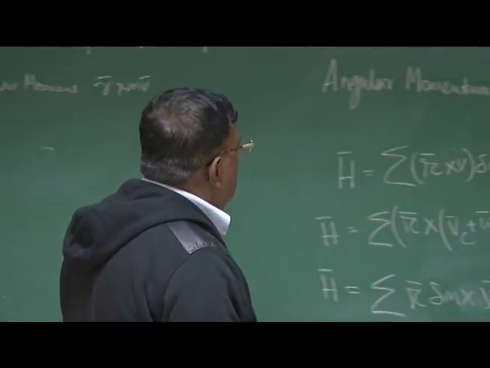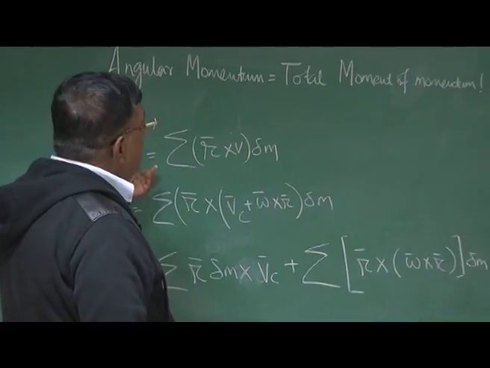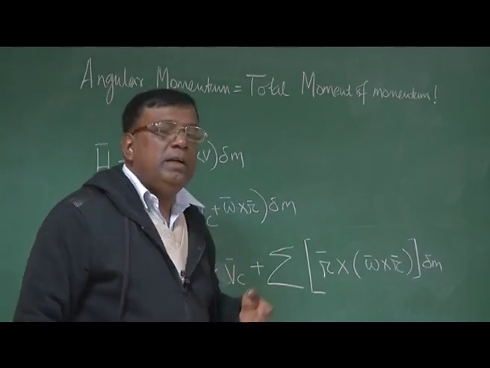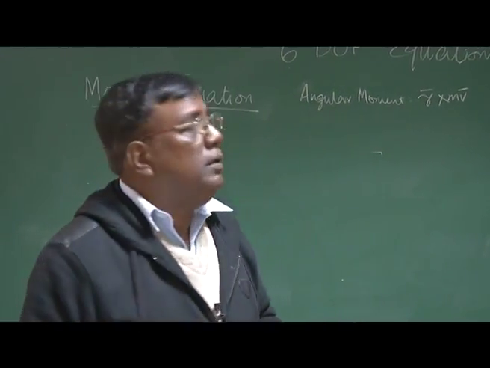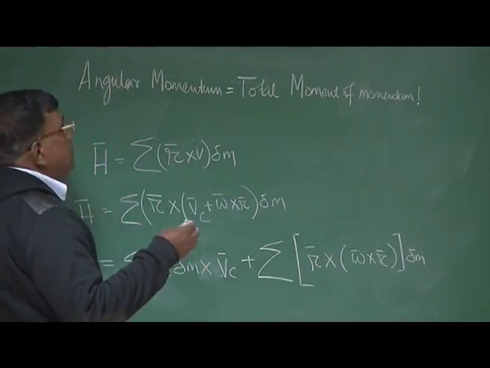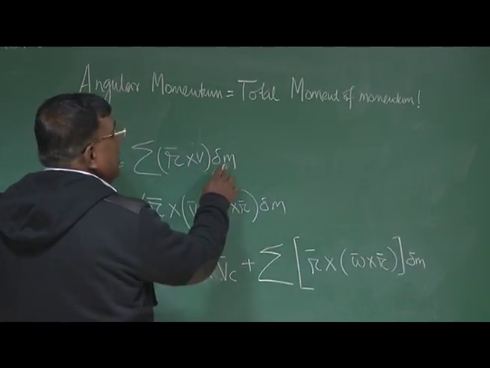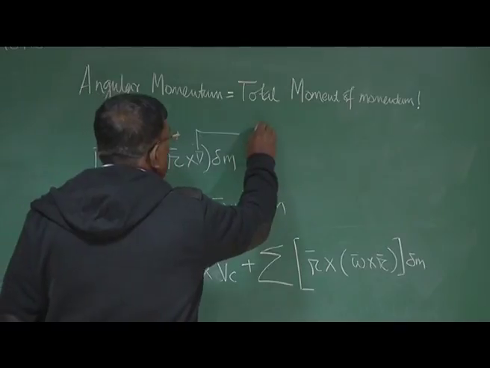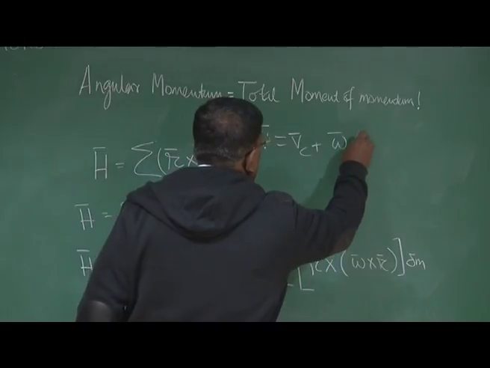Now we are trying to define the expression of h, the angular momentum. Just to recall, angular momentum we interpreted in class 10th, 11th, 12th as the moment of the momentum, the moment of the linear momentum. I thought it should help you understand. Moment is r cross force, so the moment of a momentum is r cross mv. Here, r cross mv, with delta m taken out, and v is equal to Vc plus omega cross r.